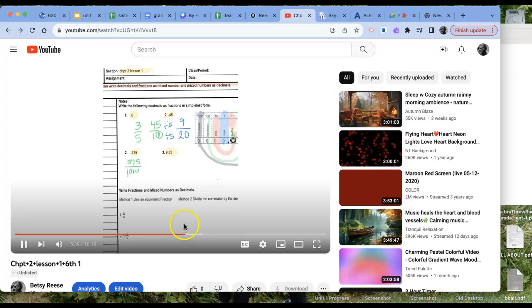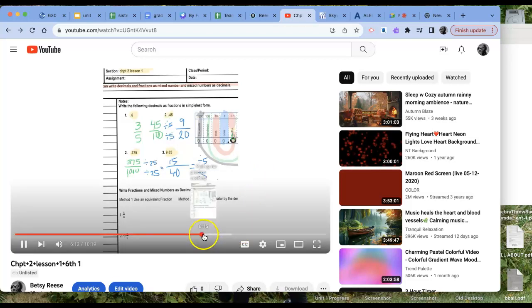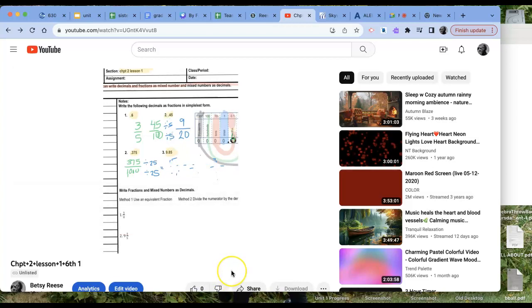We have 375 thousandths. If you look, this is the tenths, hundredths, and thousandths place, so we put it over 1,000. And I notice that 375 and 1,000 are both divisible by 25, so I divide them both by 25. When I divide them both by 25, I got 15 over 40, and I can divide those both by 5 again. So I'm going to divide both the top and the bottom by 5, and I would get 3/8.